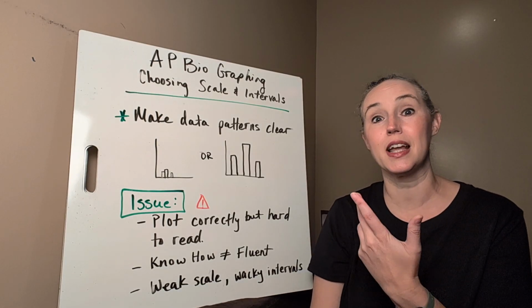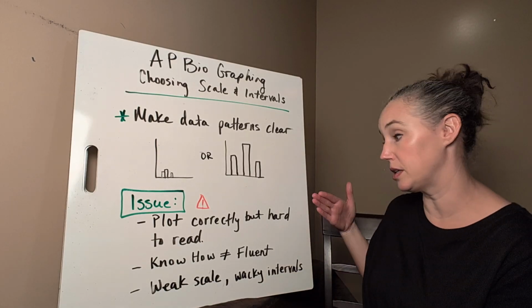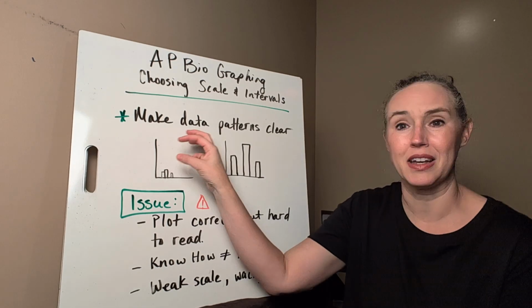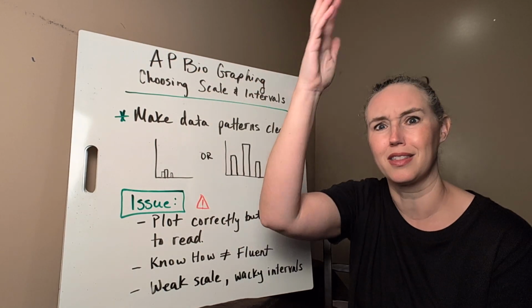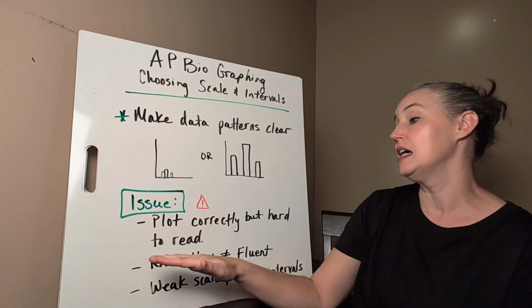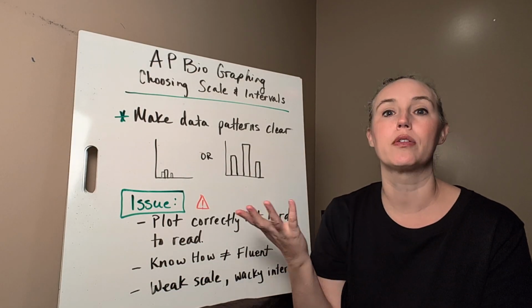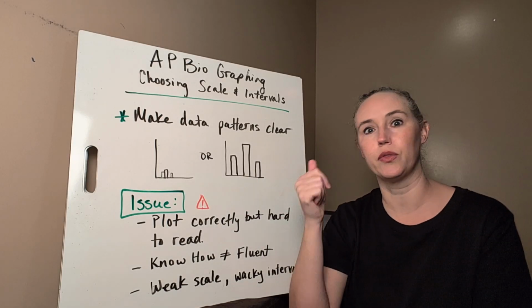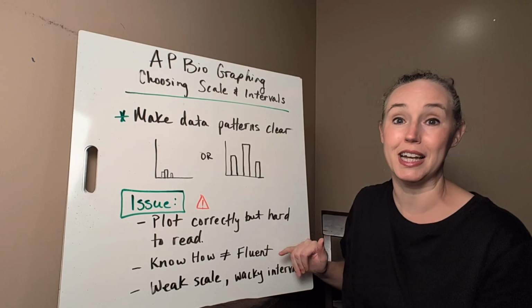Even experienced AP students have issues with graphs. Sometimes they can plot correctly, but it's hard to read, like if it's too small or just scaled wrong, too big, things going off the sides. A lot of students started learning how to graph when they were in like 5th grade, and they think that is the level of skill that they're going to need for AP Bio, and it's not. They're actually not fluent yet.